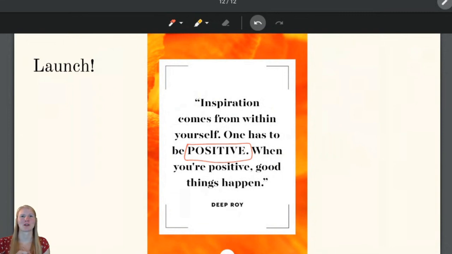Your attitude is everything. When you're positive, good things happen. And it's not that more good things happen, but you just see things, like something that you might have seen as a bad thing, you now see as a good thing because of your attitude, because you're focusing on the positives in life. So focus on the positive things in life. That is my launch for you today.